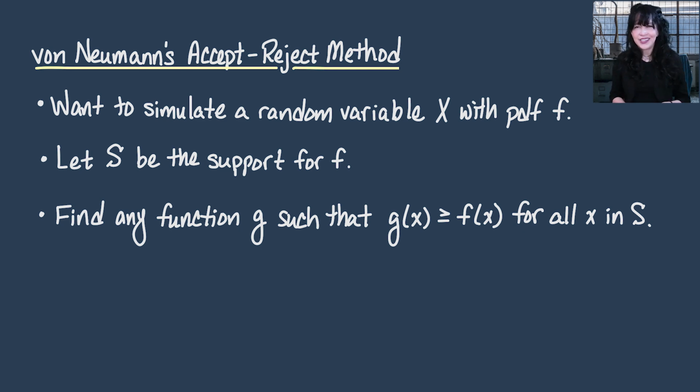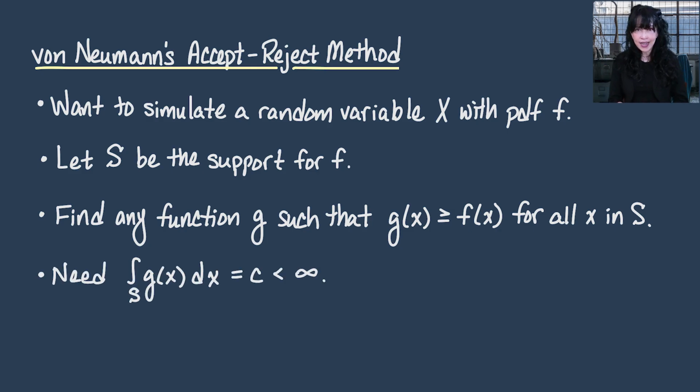The next thing you need to do is to be able to integrate the function g over the support S, and you need to get something finite. Now, g is greater than or equal to f, and f is a PDF, so I know that g is greater than or equal to 0, and it's going to integrate to something greater than or equal to 1. So if I integrate this, I'm going to call the value c. It would be a problem if this was 0, but that's not an issue because the integral is greater than or equal to 1, and I do need it to be finite.